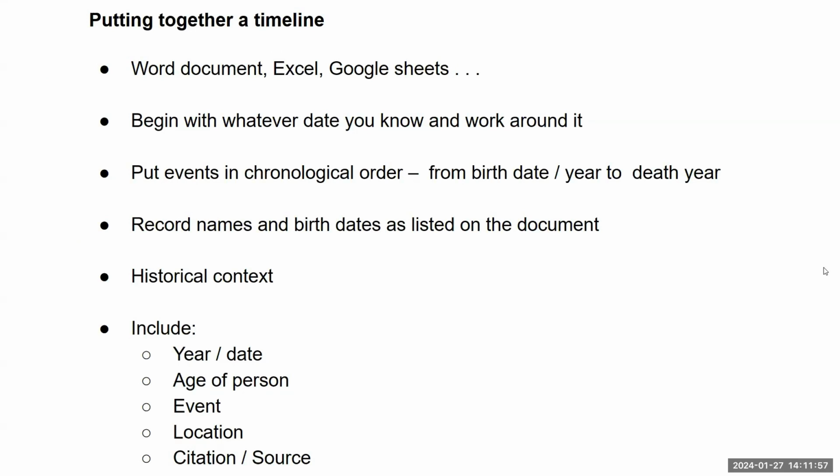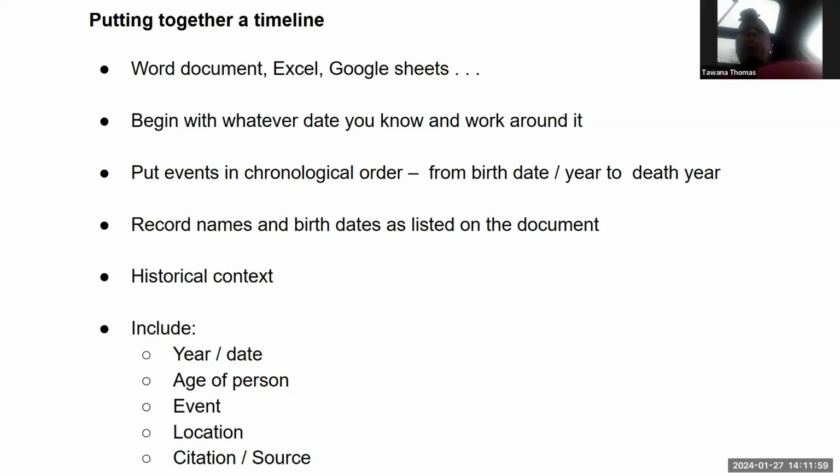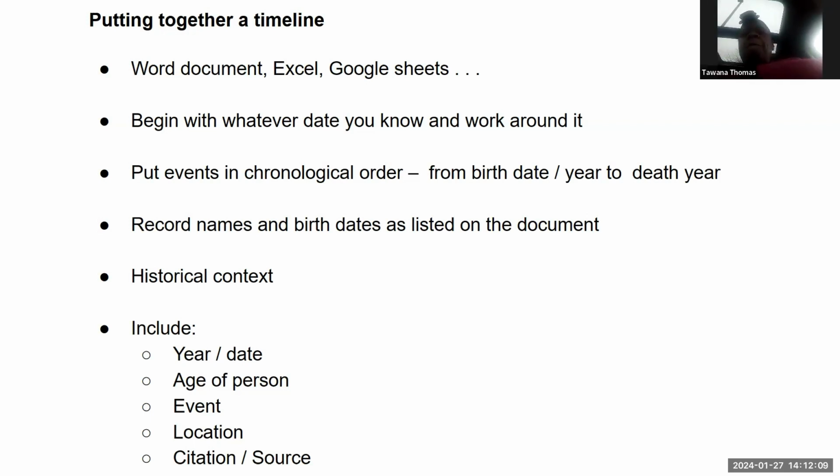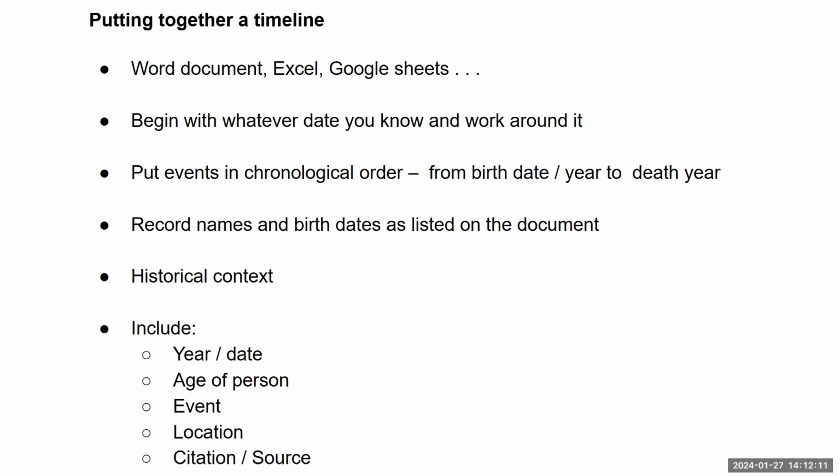You can start putting together a timeline with pen and paper, but after a while it might get kind of messy because you want to put in other facts as you find them. So a computer Word document program, an Excel sheet, those are good ways to work on a timeline because you can insert facts, you can move fields around. You begin with whatever date you know and you work around it. You might not know a person's birth or death, and that's why you're doing a timeline to find it out.